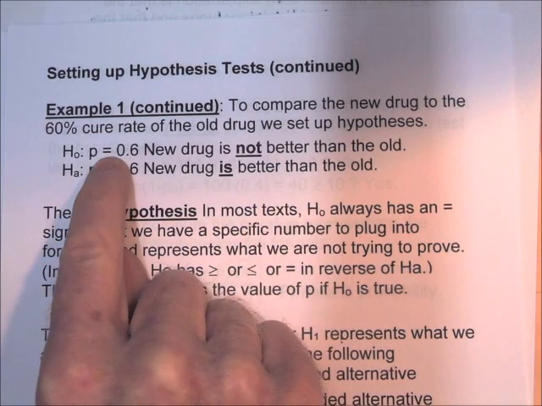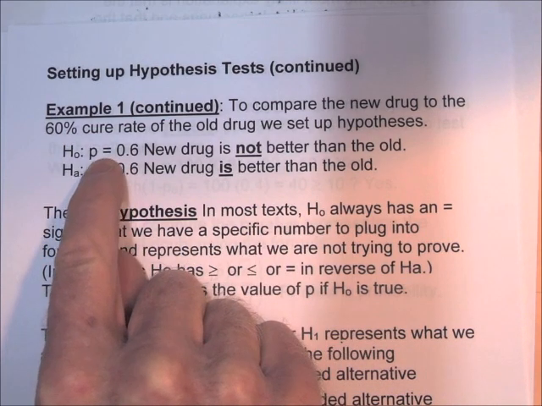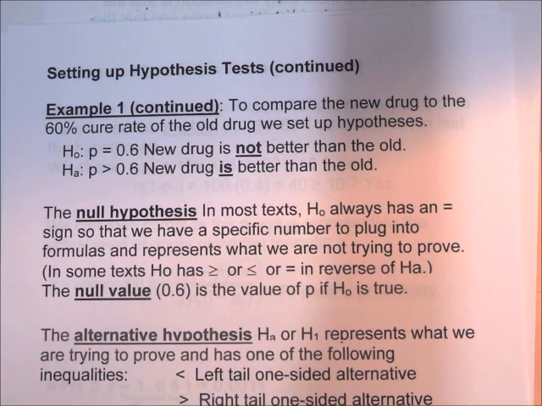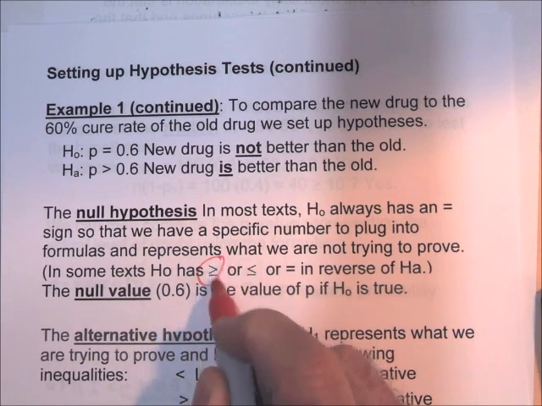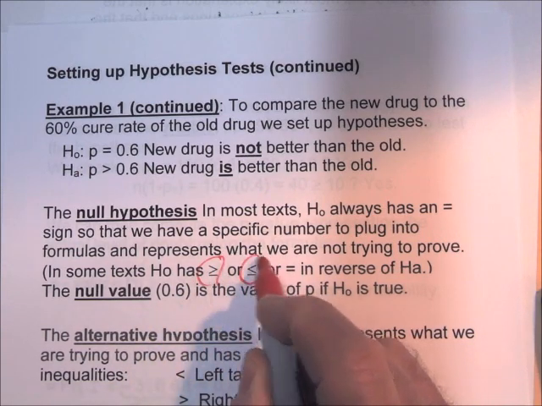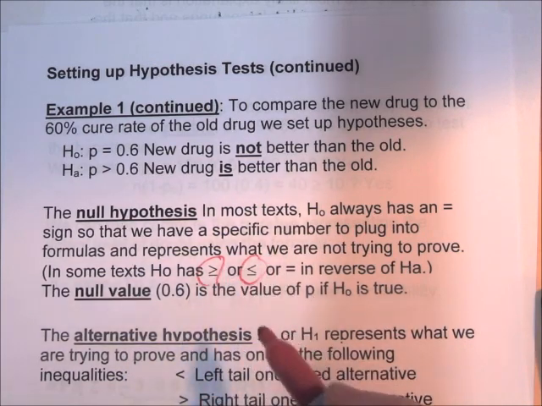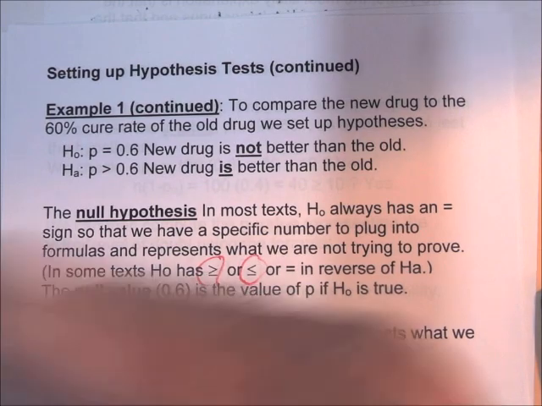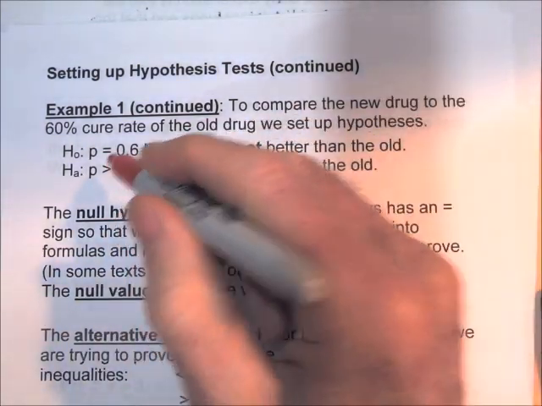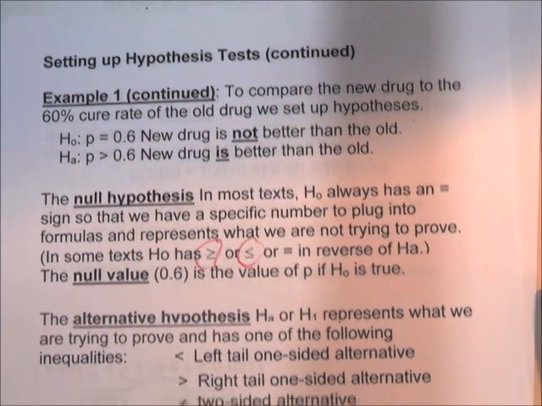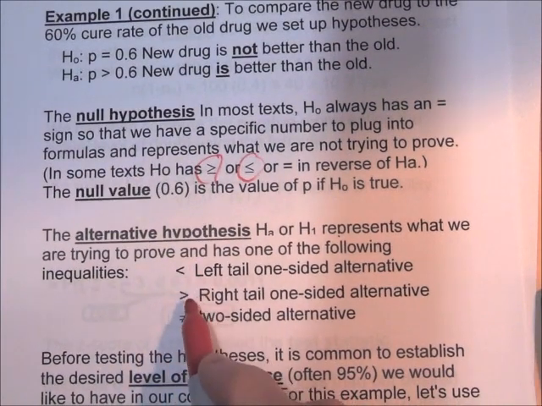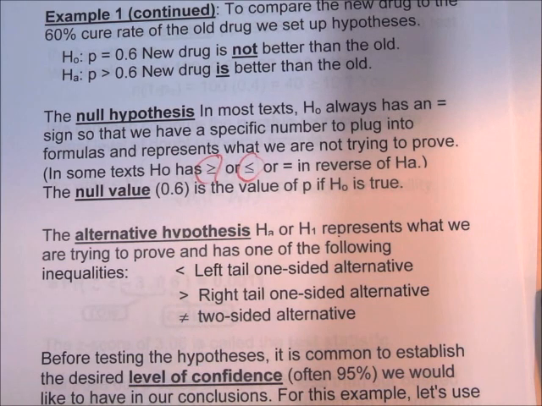So in most texts, the H naught has an equal sign in it. Some texts will have a greater than or equal to or less than or equal to sign in them, but it always includes an equal as part of it. The greater than or equal sign includes equal. The alternative hypothesis is either going to have a less than, a greater than, or a not equal to symbol.